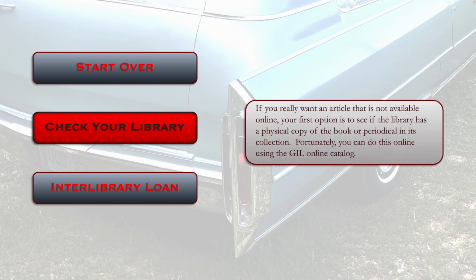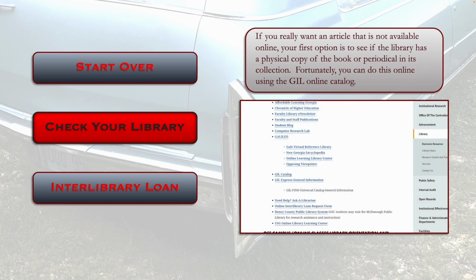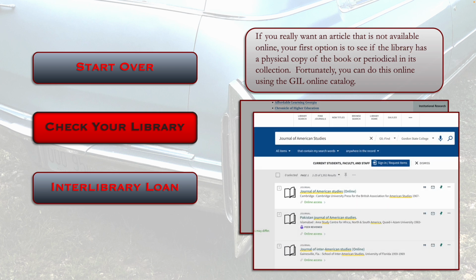The next option is to check your library. So if you really want an article that is not available online, your first option is to see if the library has a physical copy of the book or the periodical in its collection. You can do this online using the Gill online catalog, which I will show you here. You get to this from the library's homepage. You see the Galileo link, and then below it is the link to the Gill catalog. And I will open it, and it looks like this. And you'll see in the search box, I put the Journal of American Studies. I really want that second article.